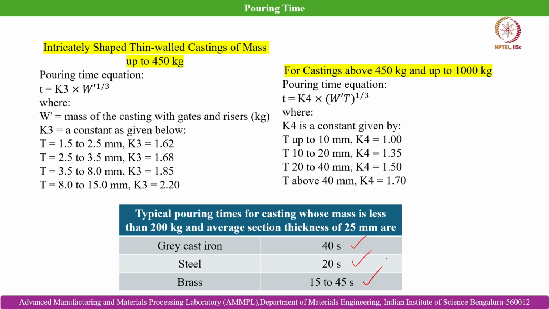In continuation of my previous statement, the pouring time varies across different processes for the same material, and for the same process or the same size and weight of the casting, it varies across different materials undergoing the solidification process. So, this is how it varies.